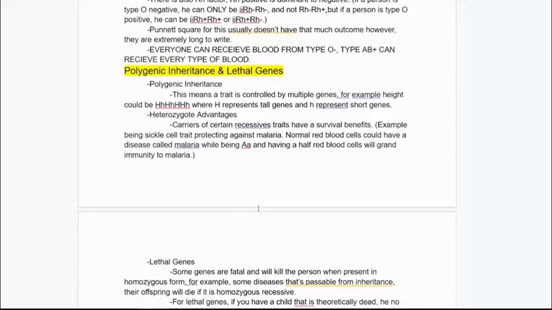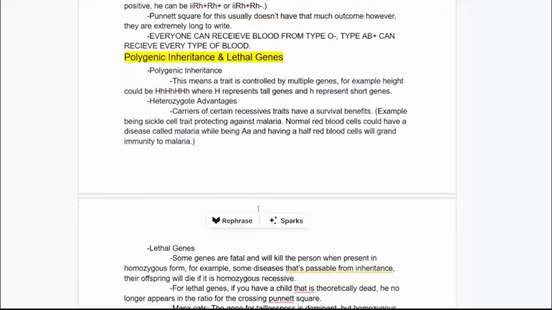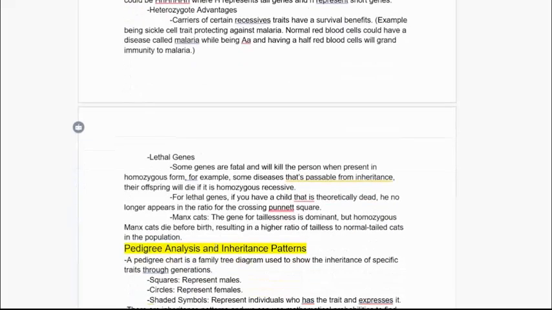And that was that. So polygenic inheritance is when a trait is controlled by multiple genes. This was taught earlier. And then heterozygote advantage talks about how carriers, the heterozygotes, usually have a survival benefit, and I gave an example here. Lethal genes are genes that are fatal when they're present in homozygous form, like homozygous recessive. Or like if you say right here, the Manx cat, the taillessness is dominant, but when you have a homozygous of it, they will die before birth. So when we do a cross, we do not count the dead individuals.